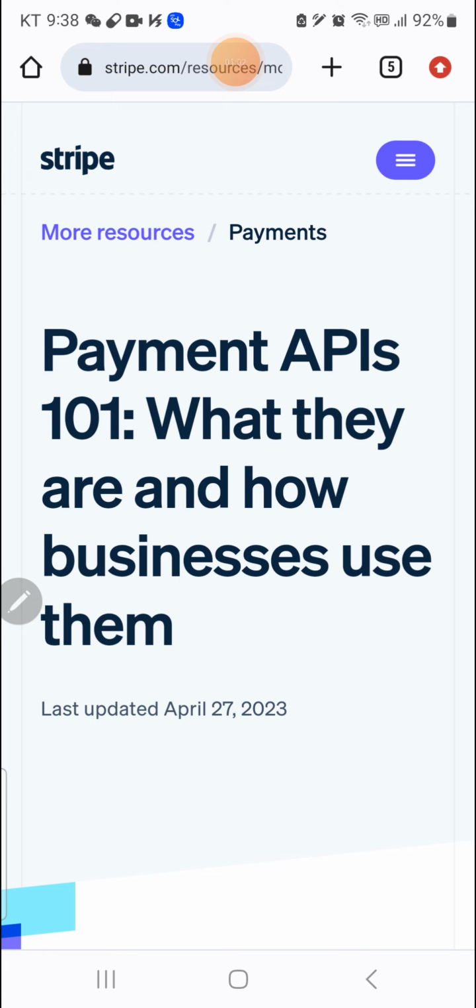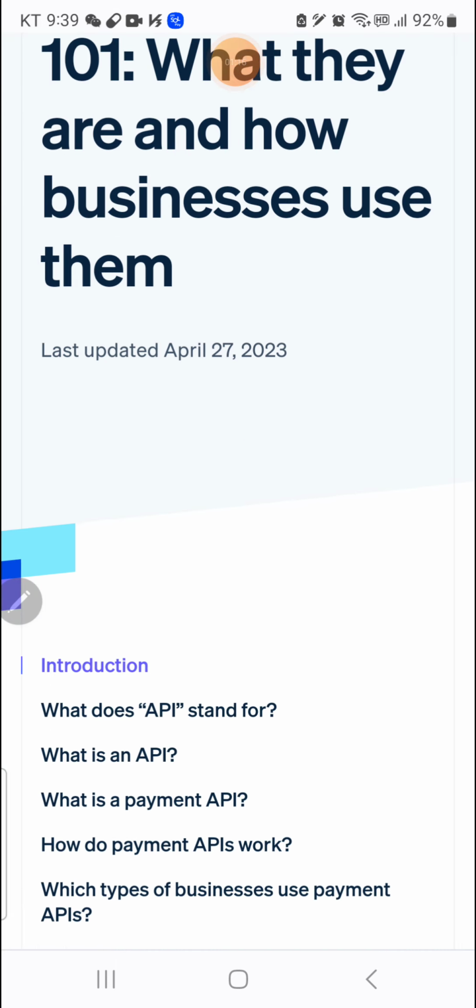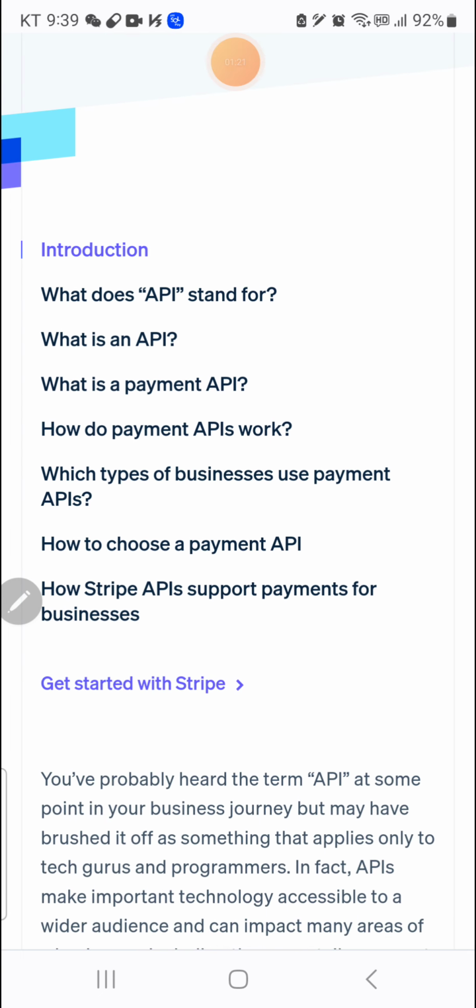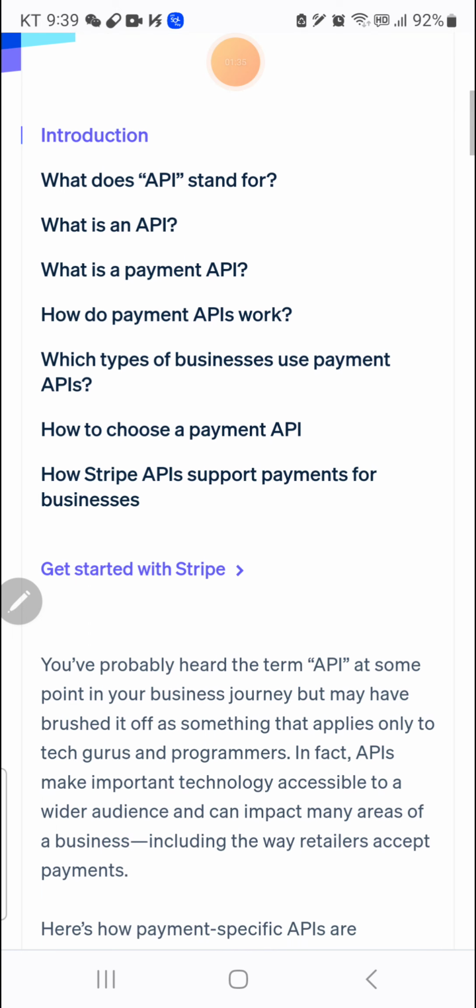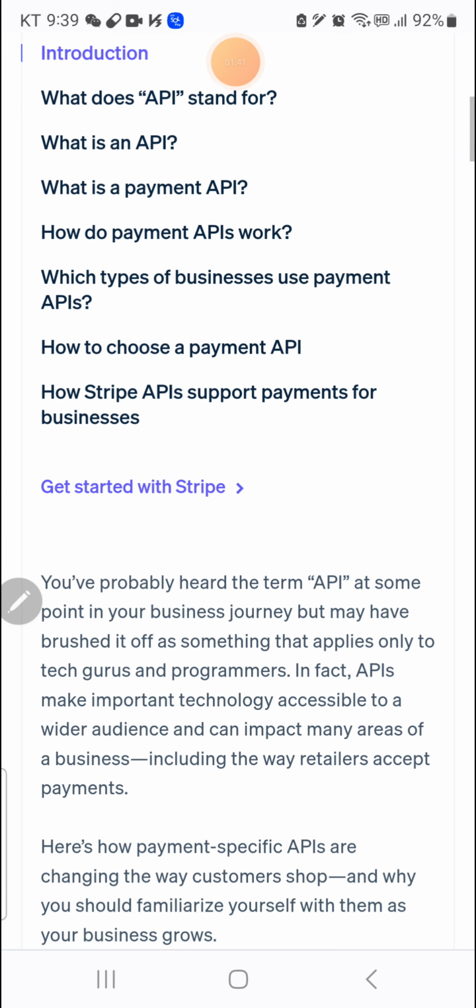So here we go. This article is from Stripe.com, and the title is Payment APIs 101: What they are and how businesses use them. Last updated April 27th, 2023. Introduction. What does API stand for? What is an API? What is a payment API? How do payment APIs work? Which types of businesses use payment APIs? How to choose a payment API? How Stripe APIs support payments for businesses?